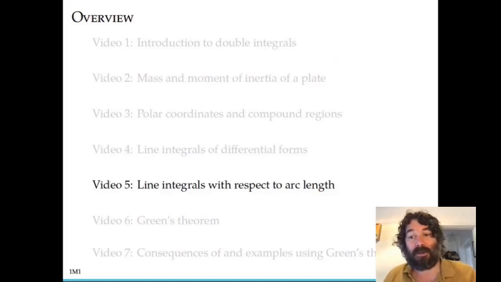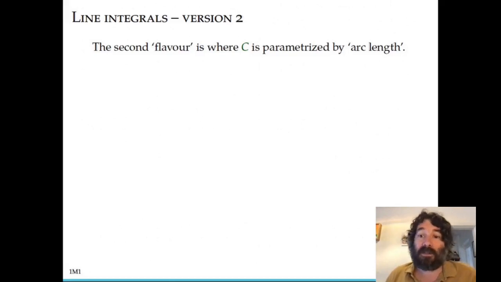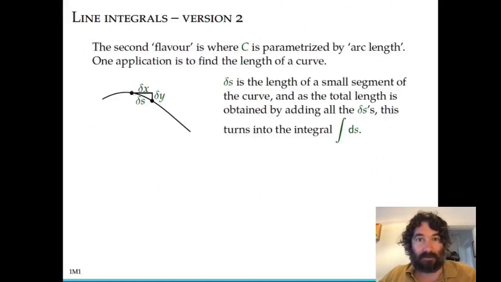Hello, in this video I'm going to discuss line integrals with respect to arc length. These are slightly different from the line integrals we discussed in the previous video when we were integrating differential forms over a given curve. The motivation for introducing these line integrals is that sometimes we want to find the length of a given curve. And so how would we do this by doing a line integral?